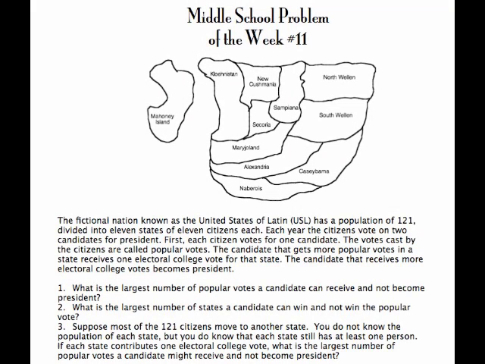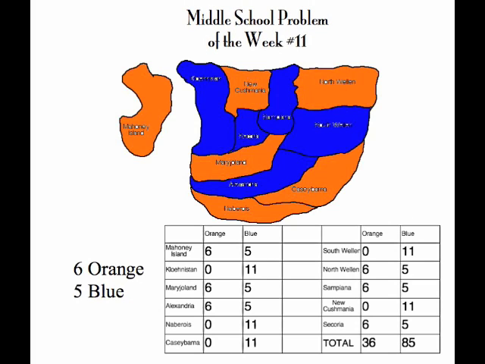In this week's Problem of the Week, we have not one, but 3 questions about a fictional nation, the United States of Latin, in our election week extravaganza. And in our first problem, we have 6 states have voted for the orange candidate and 5 for the blue. So this nation determines the winner by the number of states and not by the popular vote.